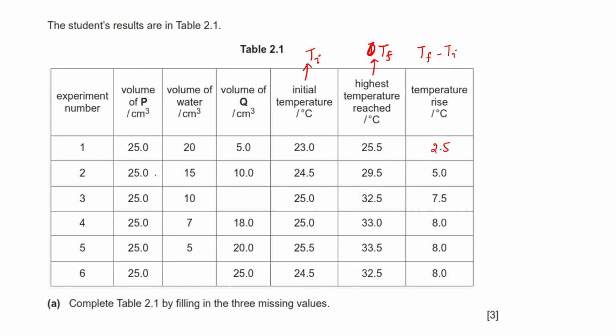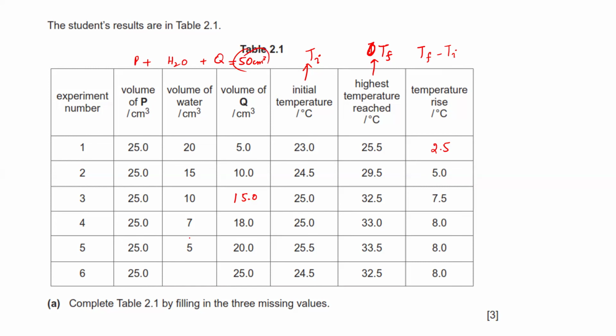Then part 2, 25 centimeter cube of P, 15 of water, 10 of this. Then temperature rise is this. Similarly, 25 of this, 10 of this. So the remaining will be 15.0 because the total sum of P plus water plus Q is equal to 50 centimeter cube.